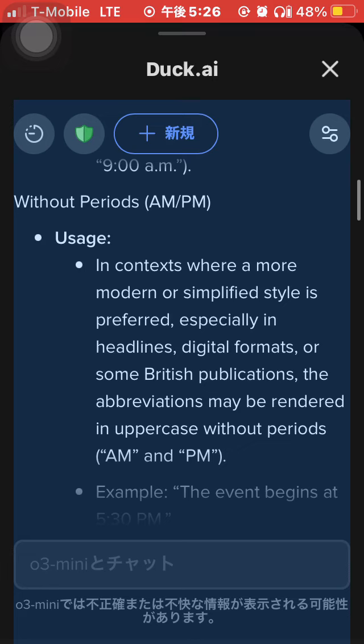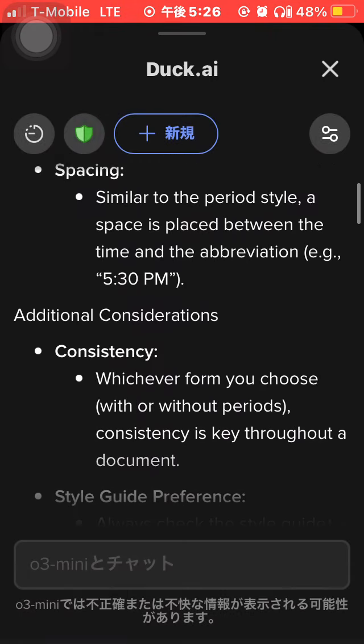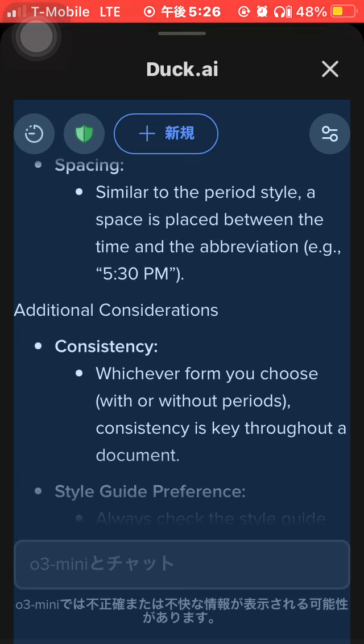Without periods, AM and PM. Usage: in contexts where a more modern or simplified style is preferred, especially in headlines, digital formats, or some British publications, the abbreviations may be rendered in uppercase without periods, AM and PM. Example, the event begins at 5:30 PM. Spacing: similar to the period style, a space is placed between the time and the abbreviation, for example, 5:30 PM.